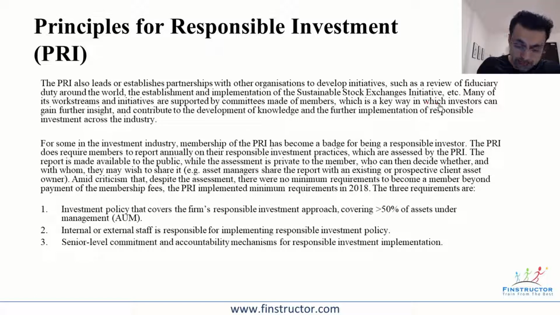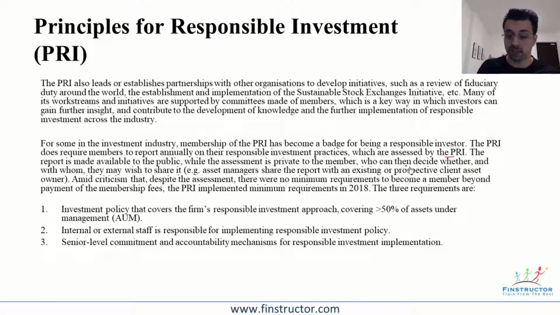So again, membership of the PRI has today become a badge for being a responsible investor, and like I mentioned earlier, more and more asset managers and fund managers are signing up with the PRI. And it does require the members to report annually on their responsible investment practices, which are then assessed by the PRI. So the report is made available to the public, and the assessment is private to the member at the moment, who can then decide whether or with whom they may want to share the assessment.